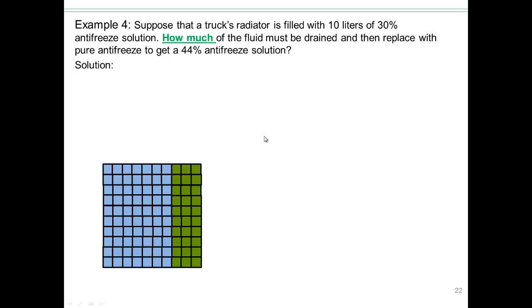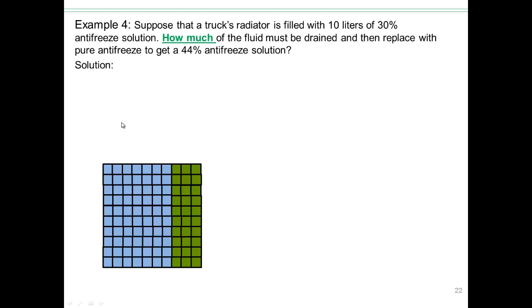So we're going to do it visually. So here's 10 liters which are at 30% antifreeze. And you can see that we have 1, 2, 3, 4, 5, 6, 7, 8, 9, 10. We have 10 liters. And in each liter, you have 3 little squares colored green, which represents antifreeze. So we have 30 out of the 100. So 30% antifreeze solution, 70% water.